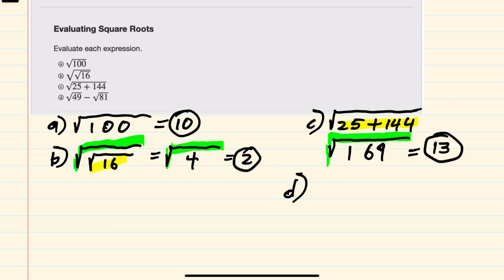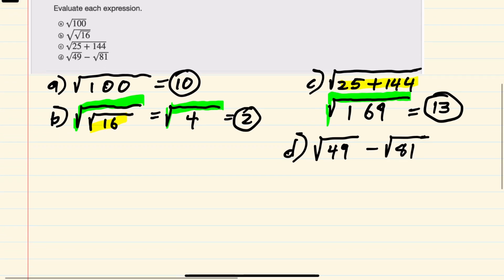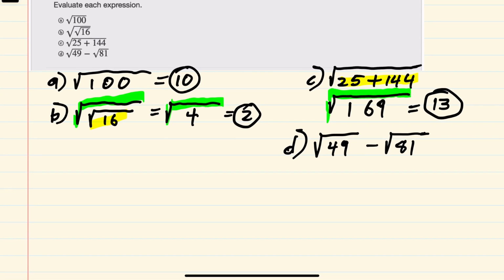And then for example D, we have two radicals. The first, the square root of 49. The second, the square root of 81. Again, following order of operations, we would need to evaluate these radicals first. What number times itself is 49? 7 times itself is 49. Minus what number times itself is 81? 9 times itself is 81.